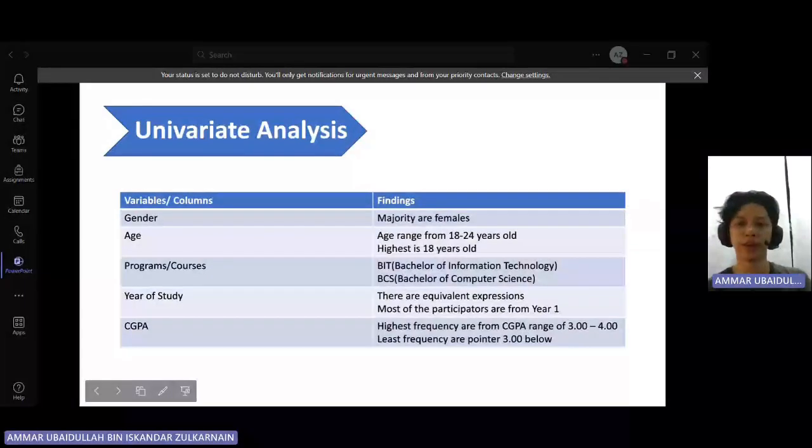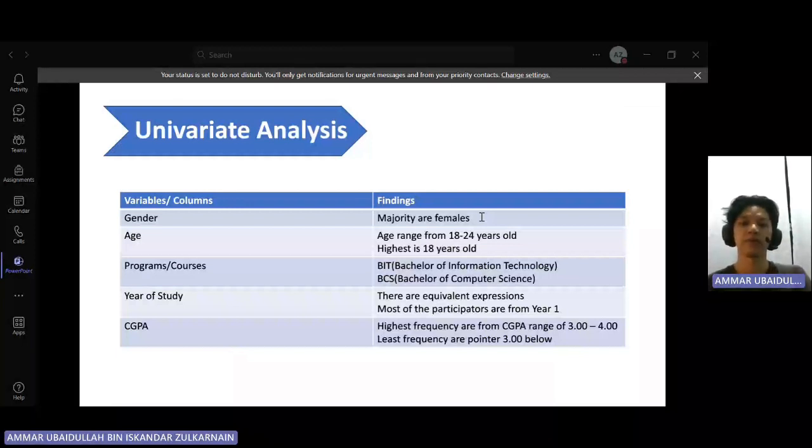Hello, my name is Amar, and our group project title is Student Mental Health. So our dataset has 10 variables, and I am going to present to you our univariate analysis. The first of our variables is gender. Our survey primarily attracted female participants. The age range of our participants is predominantly 18 to 24 years old.